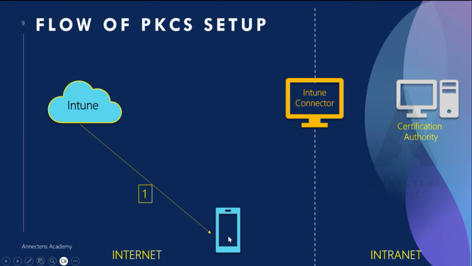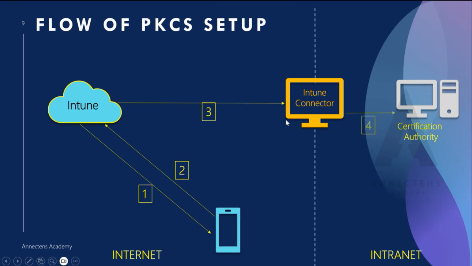First, the device connects with Intune and seeks a certificate. Once the certificate is not available, the device redirects and re-asks, saying that I don't have any information about the certificate, how do I proceed further? Then the Intune service talks to the Intune connector, saying that this device is asking for a certificate, and can you give me the certificate for this particular device?